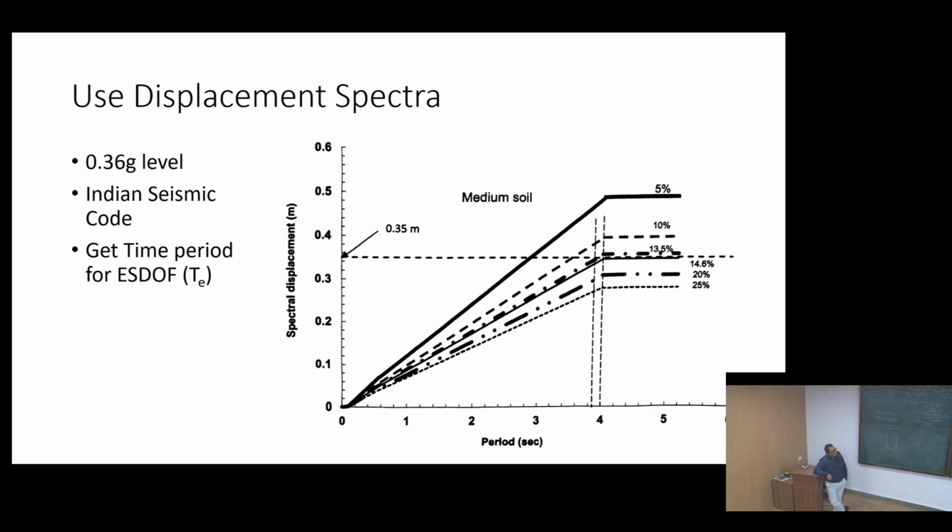Next step, this is a displacement spectra for 0.36 G level Indian seismic code. Take, let's say your delta D is 0.35 meter. You go to the equivalent viscous damping and you pick up your time period. Once you know your time period, you can calculate your KE and then you can calculate your VB.